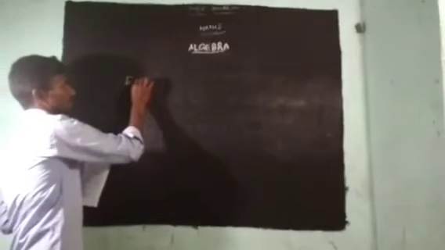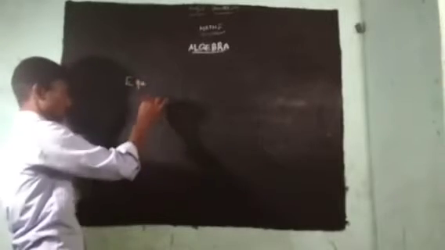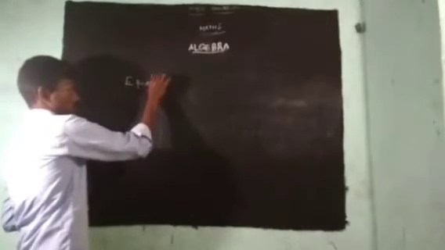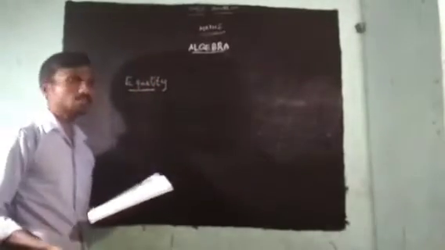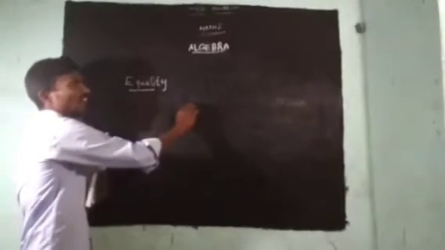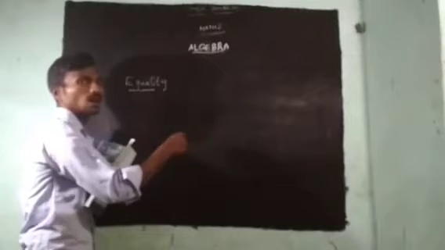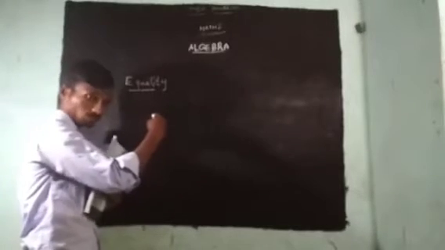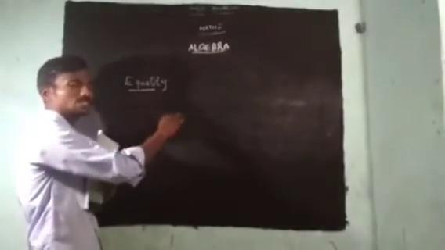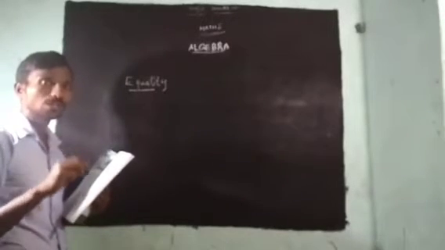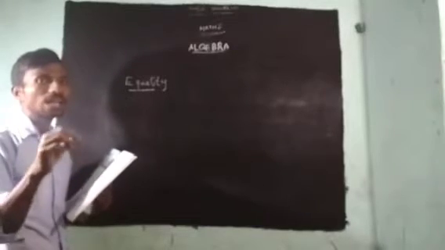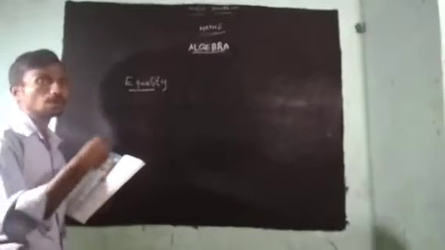The first one is equality. What is equality? By using different types of numbers or different types of sums, we need to get the same answer. When we use different types of sums, we need to get the same answer. It is called equality. For example, we can do many problems.